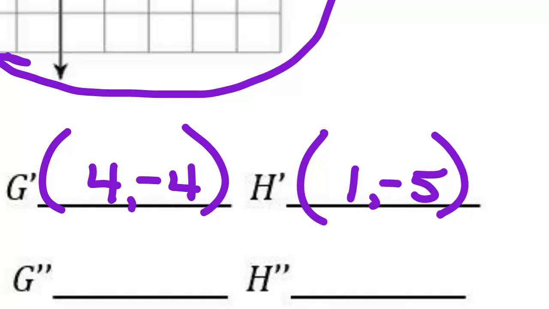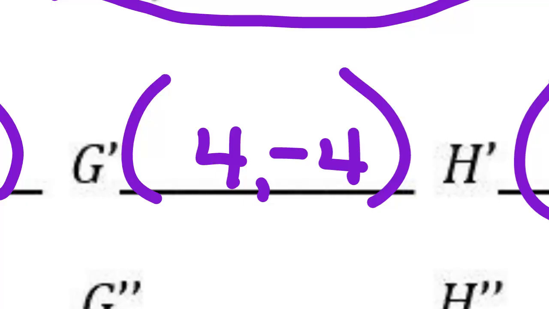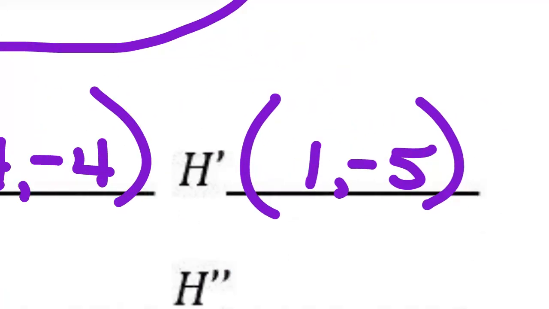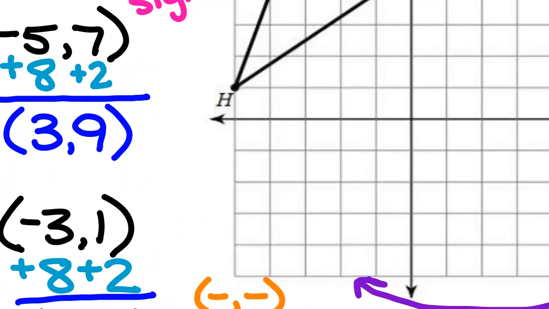So we do our switching first, then we match our signs. You said we want the X's and the Y's to both be what? Negative. Are my X's and Y's all negative? Let's go make them all negative. -4, -1. -4, -4. -1, -5. And then we go plot our points.